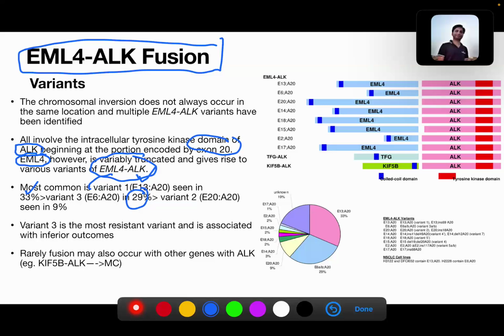So variant 1 is most commonly seen, and variant 3, E6;A20, is second most common. Variant 3 is important because it is associated with inferior outcomes, poorer outcomes. That is why we need to identify that variant and treat it more aggressively. You can also rarely have ALK fusions with other partners such as KIF5B, which is the second most common fusion partner, although that is still considered rare.